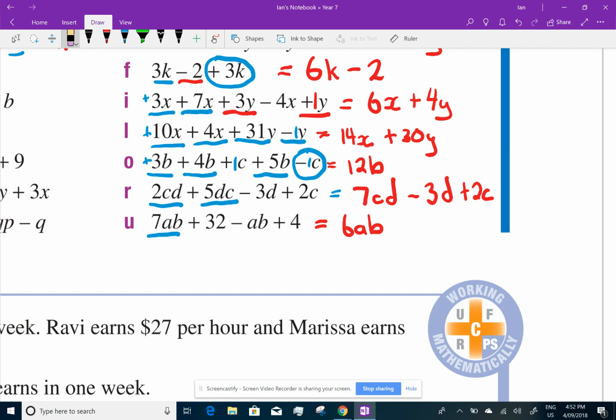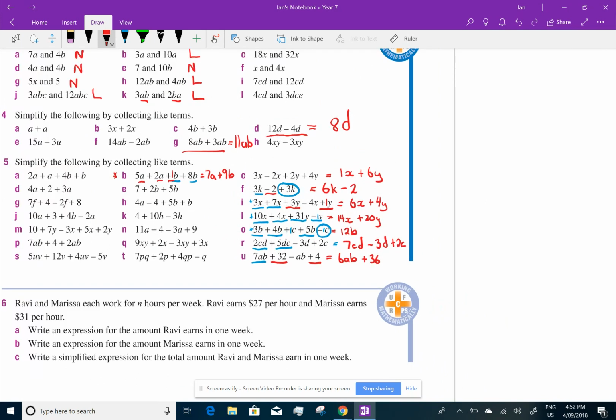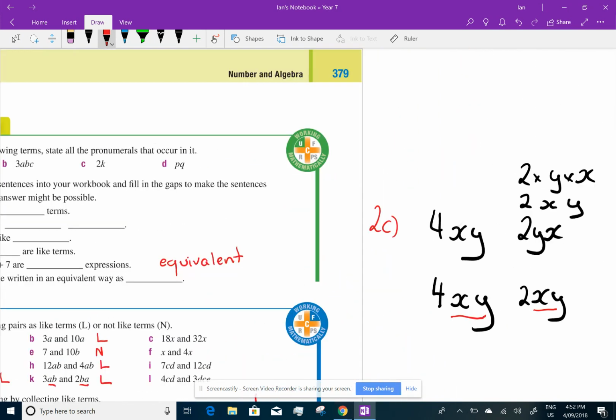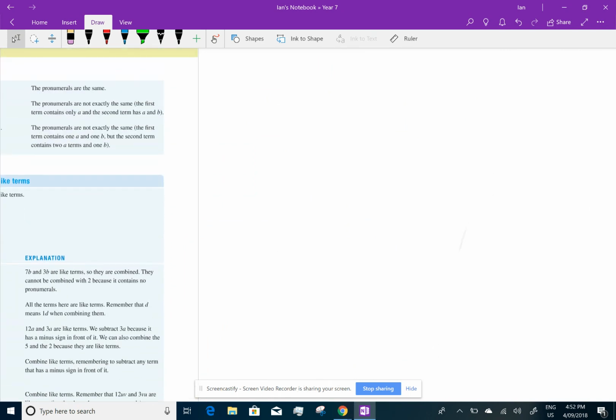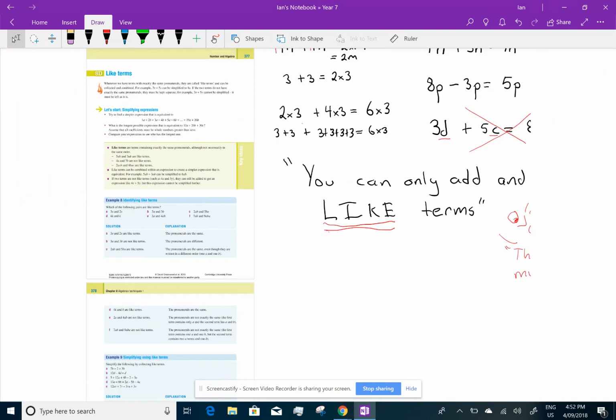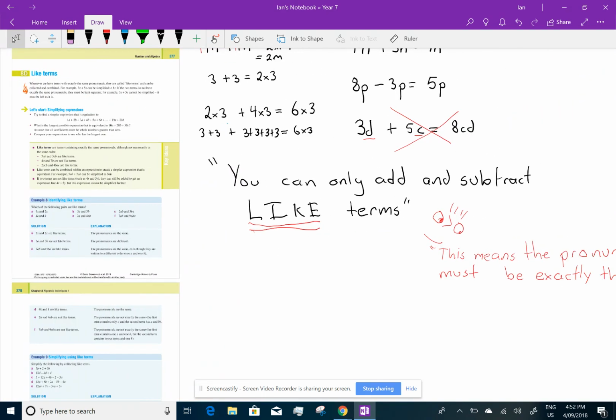And now let's look at the other one. Now this is hard. I've got plus 32 plus 4. And they're just two numbers, so I'll have plus 36. Now that is collecting like terms. You need to make sure that you remember the golden rule, which is you can only add and subtract like terms. They must be exactly the same.